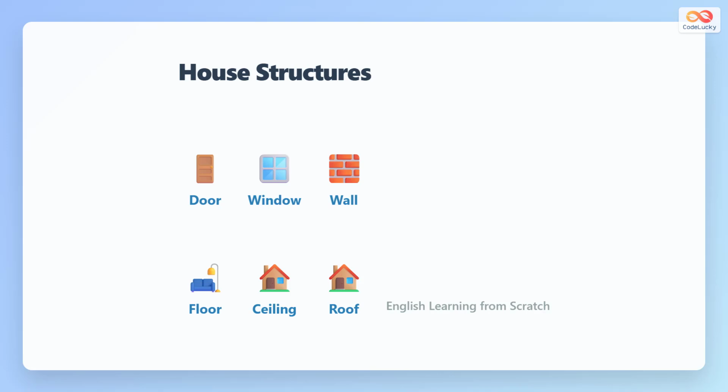Here are all 6 house structures together: door, window, wall, floor, ceiling, and roof. Practice saying these words to remember house parts in English.